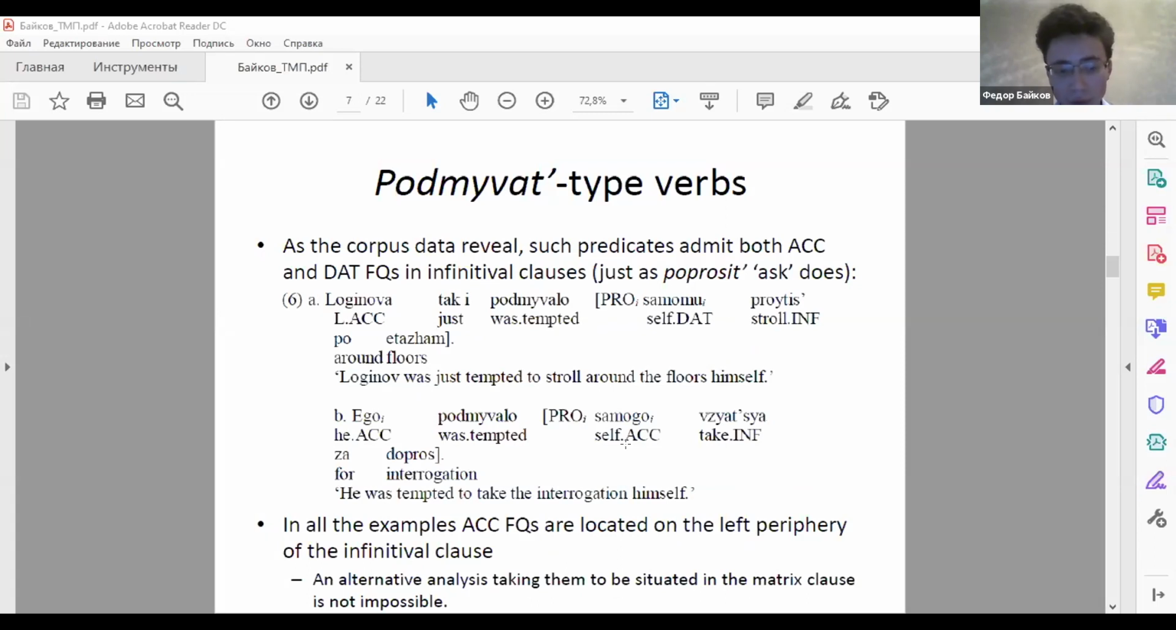But it should be noted that in all the examples which I have found, accusative floating quantifiers are located on the very left periphery of the infinitival clause. And so an alternative analysis, taking them to be situated in the matrix clause, cannot be excluded. This regards sentences such as 6b.